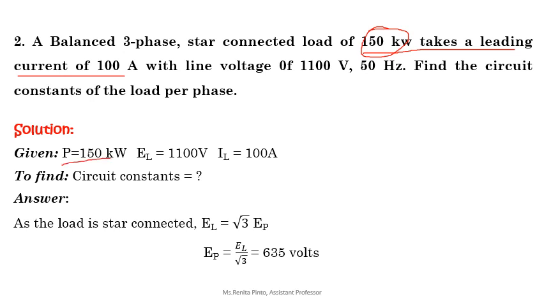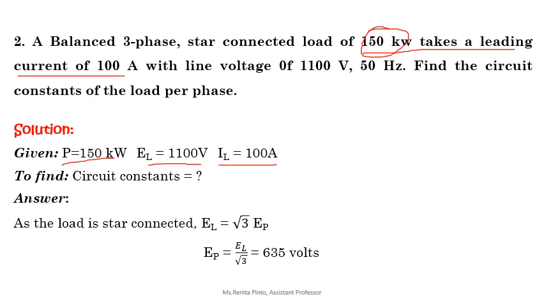So P is equal to 150 kilowatt, takes a leading current. So here the current is leading. The current is nothing but 100 amps. So IL is equal to 100 amps, with line voltage of 1100 volt. So EL is equal to 1100 volts, 50 Hz. Find the circuit constants of the load per phase. So what you need to do is find out the circuit constants.